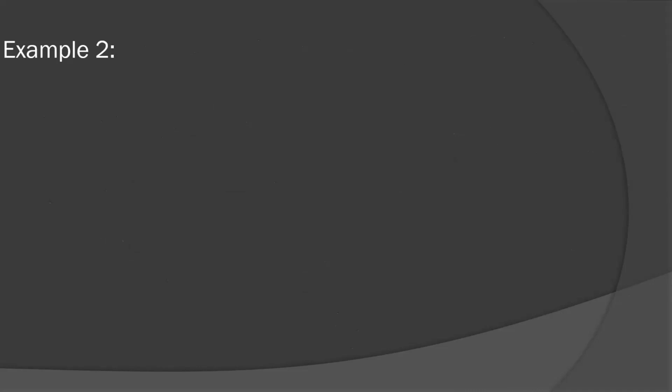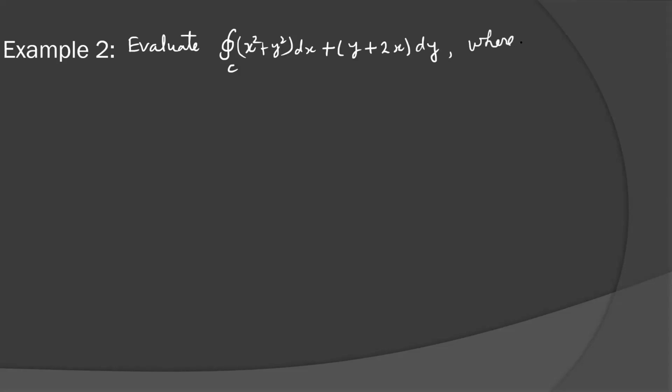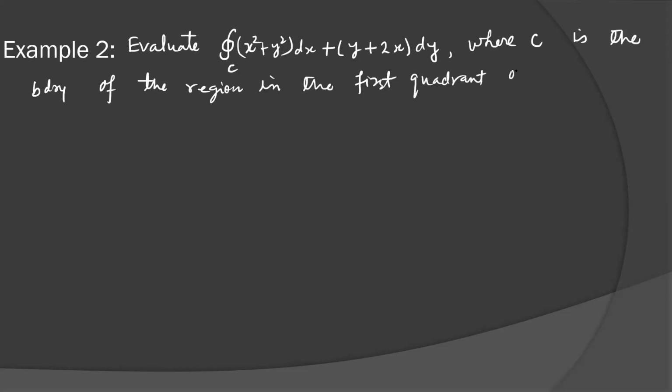Let's see one more example. Evaluate the line integral of x square plus y square dx plus y plus 2x dy, where C is the boundary of the region in the first quadrant of the curves y square equal to x and x square equal to y.